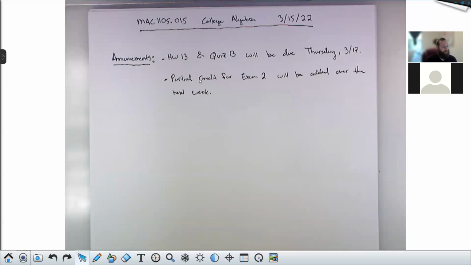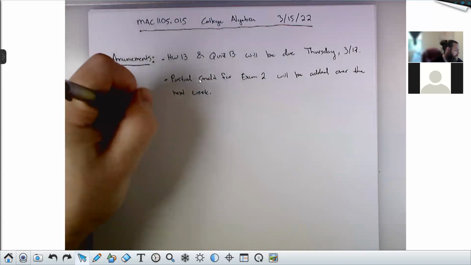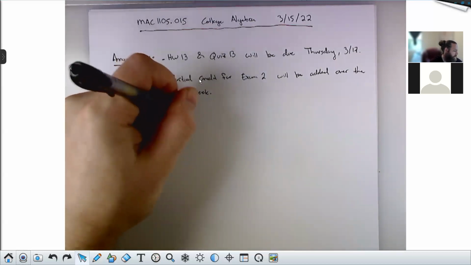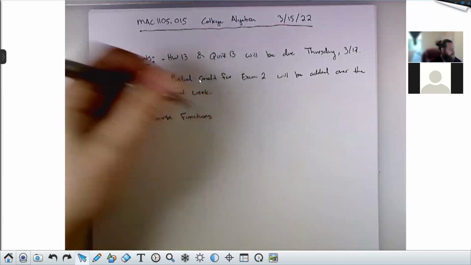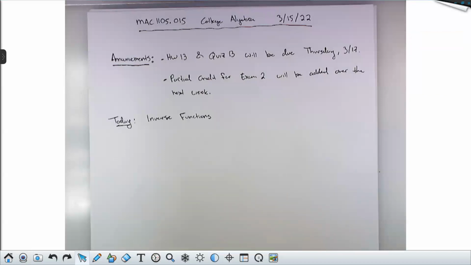Okay, so today we're going to talk about inverse functions. And I think it would be wise, because we did just have a week-long break, to recap a little bit some of the stuff from the operations of functions. So let me begin here by saying something like recall.